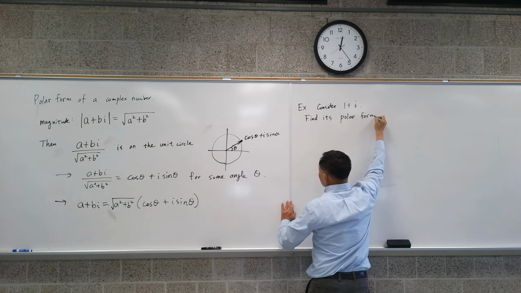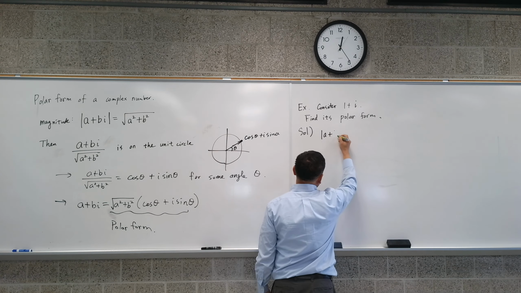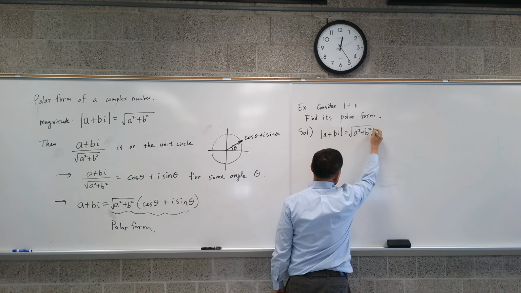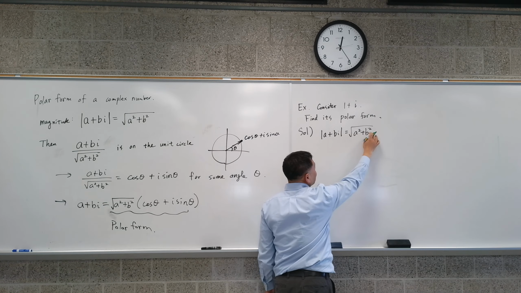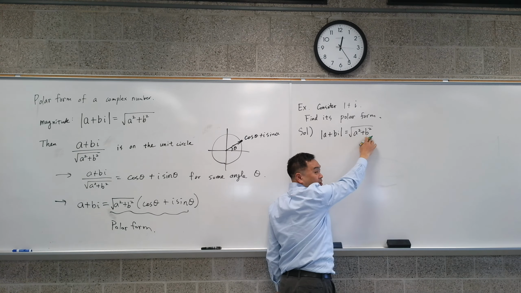Okay, so let's try to see how we can do this. So, solution first. How do you get the size? Size should be the norm of a plus bi, which is square root of a squared plus b squared. Oh, by the way, notice that I don't have i anywhere in here. Okay, that's a common mistake. People include the i and you get i squared, which ends up giving you a squared minus b squared.